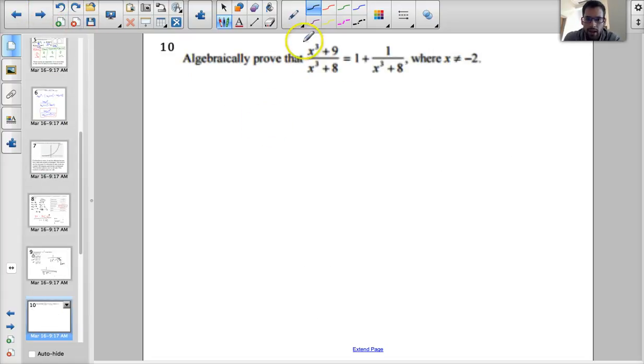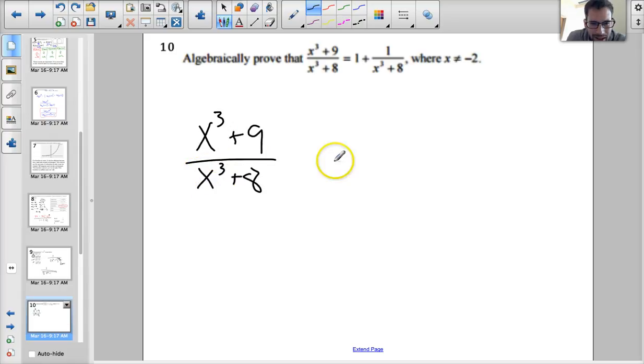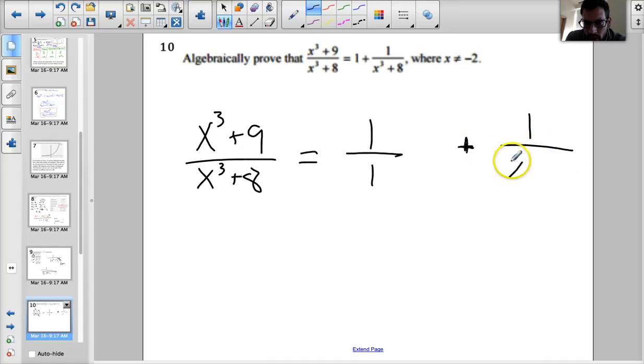Number 10, it says algebraically prove that this is equal to this, where x is not equal to 2. So the way I should do this is I should just be manipulating one side of the equation and making it match up. So what I'm noticing, hey Jose, come on in. What I have here is that I've got x to the third plus 9 over x to the third plus 8 is equal to 1, and I'm going to write it as 1 over 1 just to make my life a little easier later, plus 1 over x to the third plus 8.